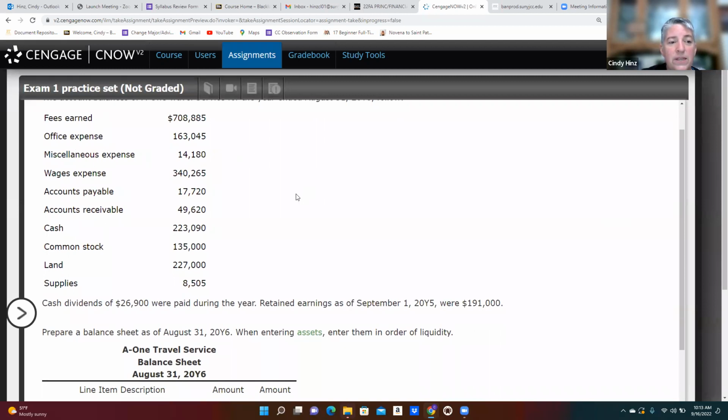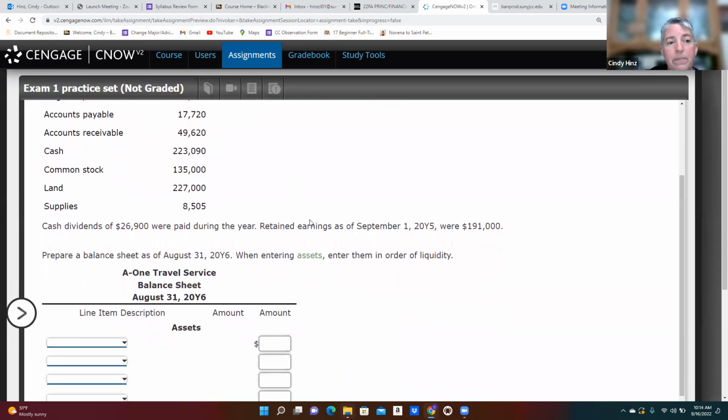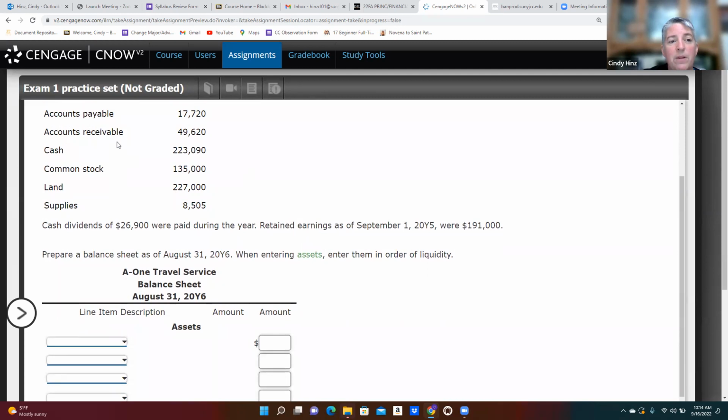The next line says office expense. We actually have several different expenses here: office expense, miscellaneous expense, wages expense. Those are income statement accounts. Again, they don't belong on the balance sheet, so we're going to ignore those. Doesn't mean they're not relevant for this company, certainly, but it is not something that we need to construct this balance sheet. So looking now, we have accounts payable, accounts receivable, cash, common stock, land, and supplies. All of those are balance sheet accounts, permanent or real accounts. They carry their balance forward.